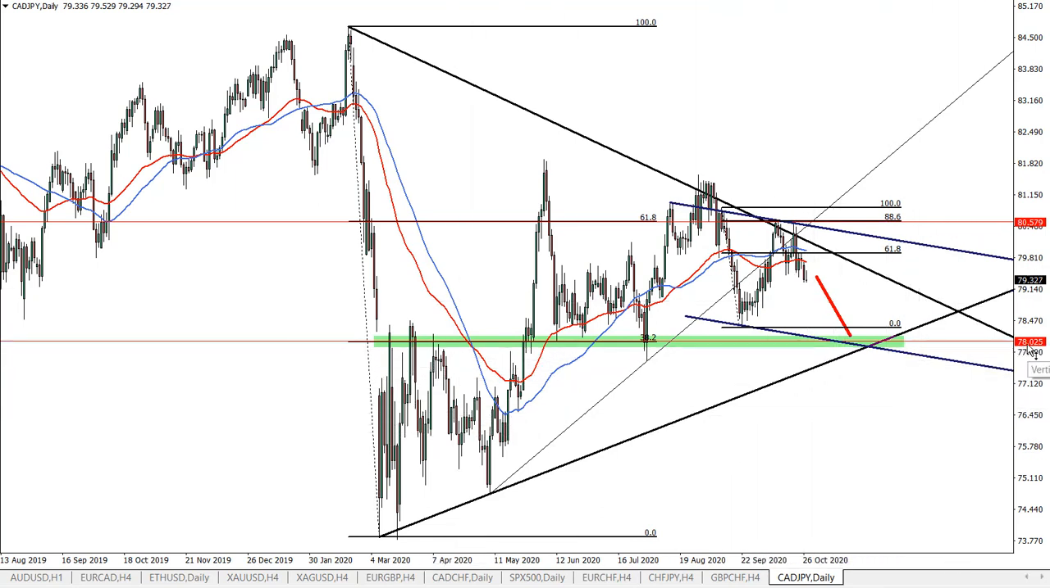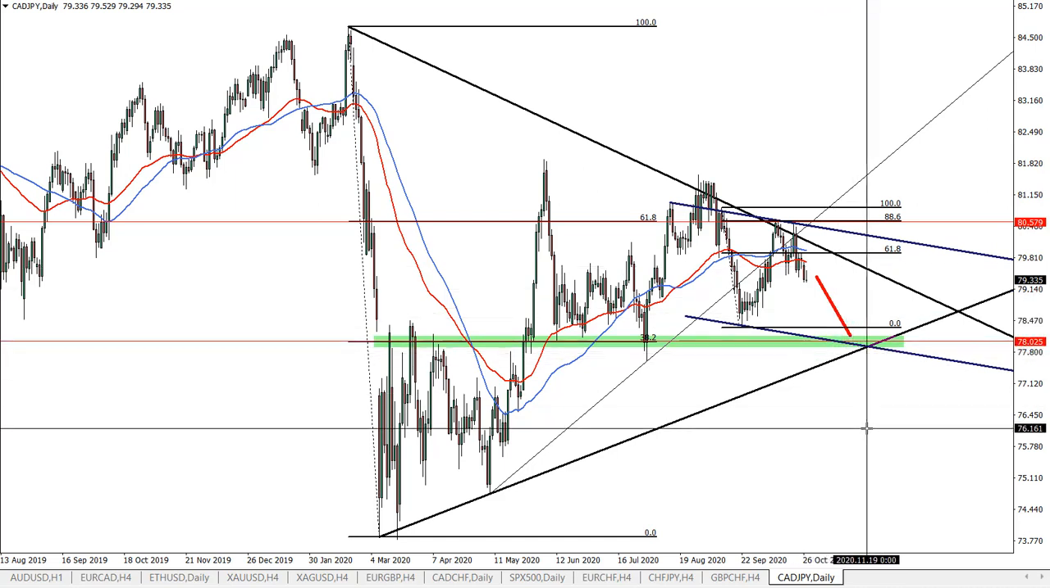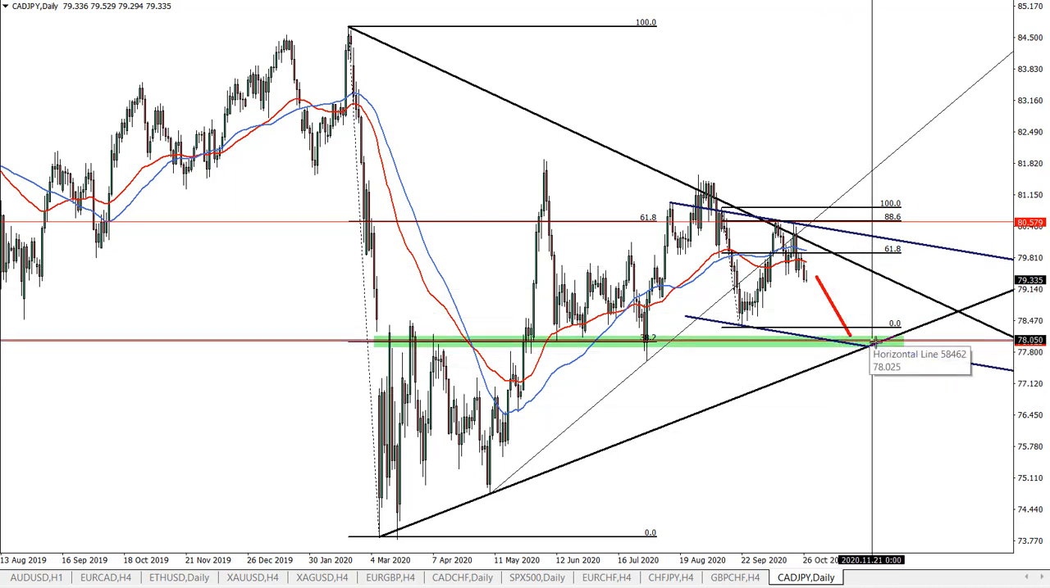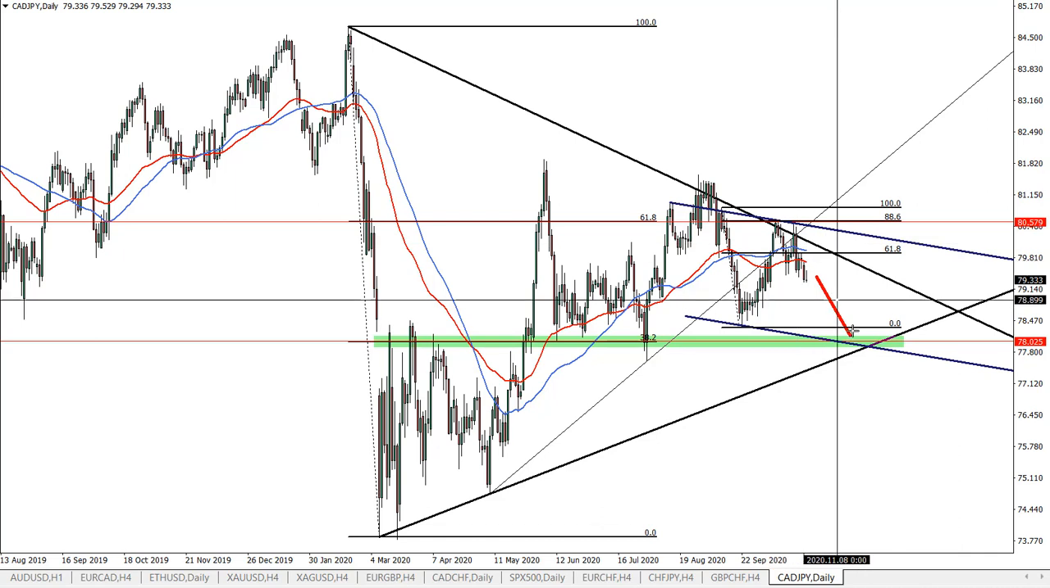Now the support is at 78.00, slightly above, which is also a strong psychological level, which previously, as we can see, has acted as a demand zone. Perhaps this time it can act as demand as well, although a break below this level and then a rejection could see it acting as supply if there is a breakout. But first, price needs to get there.